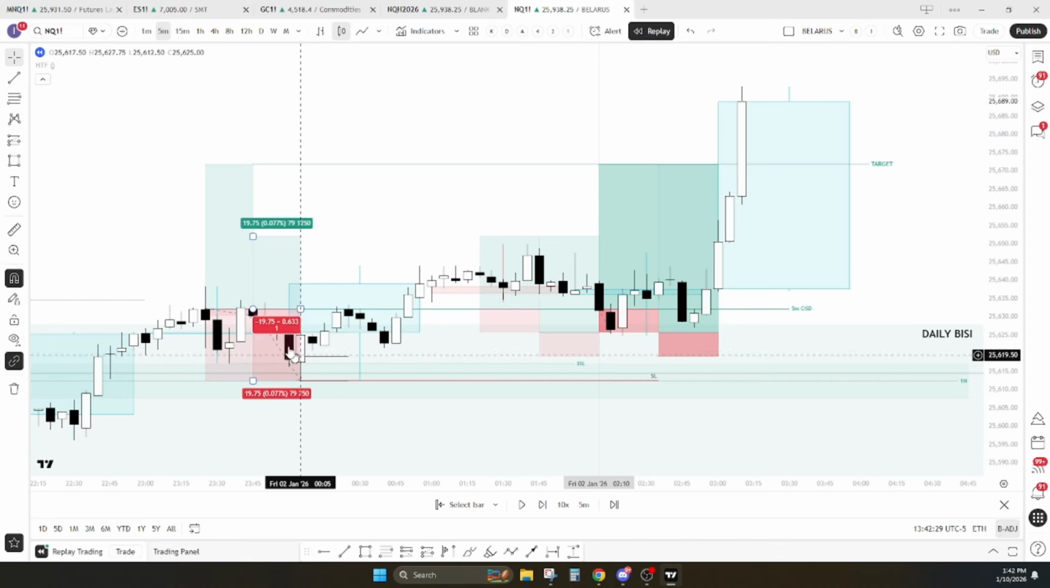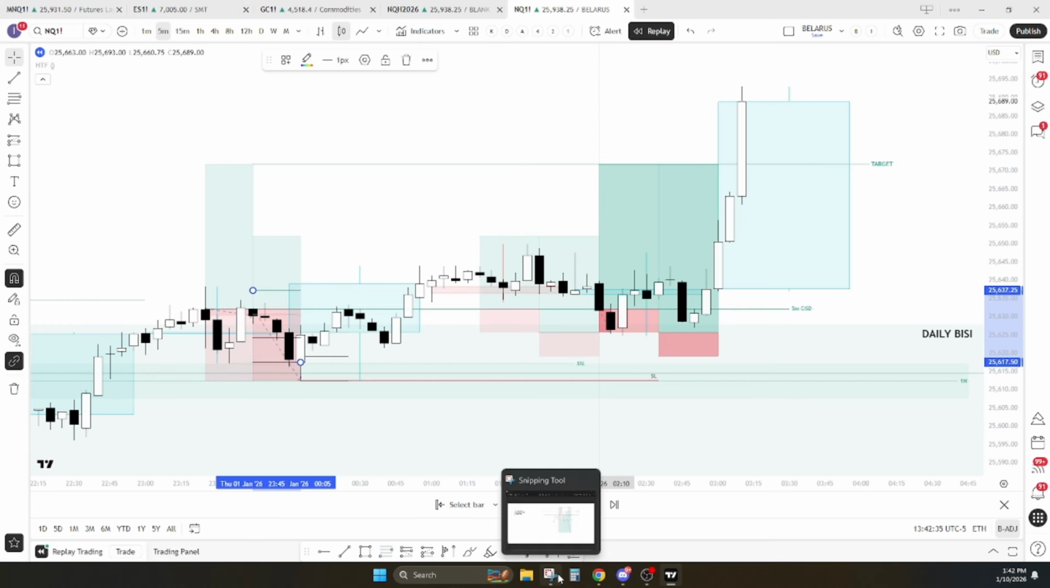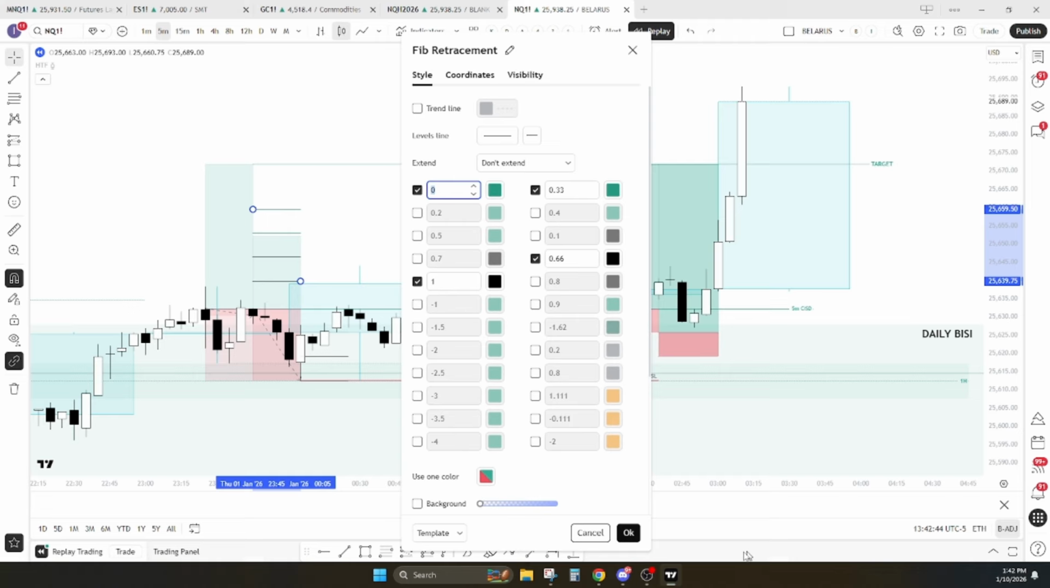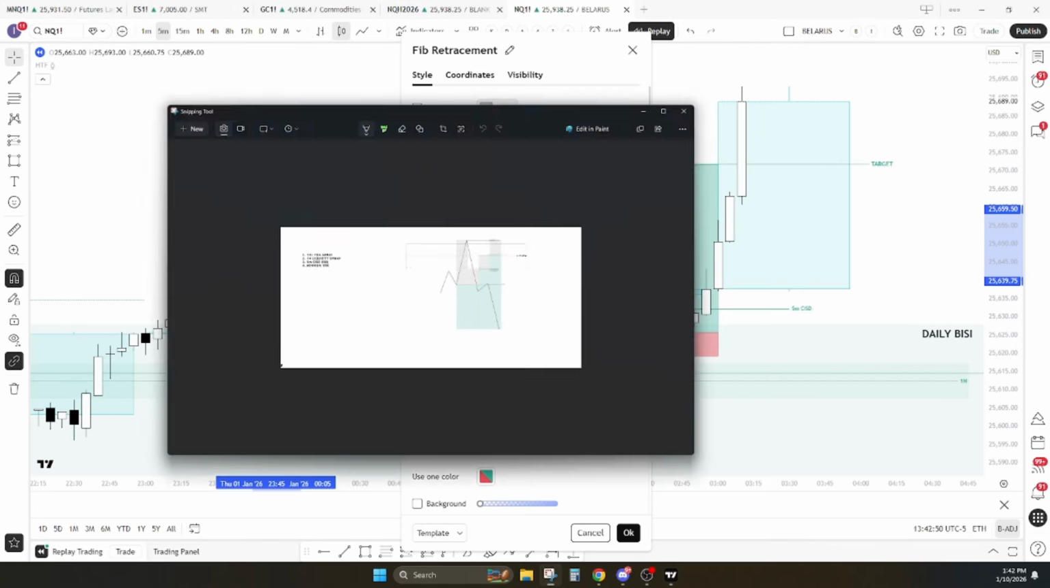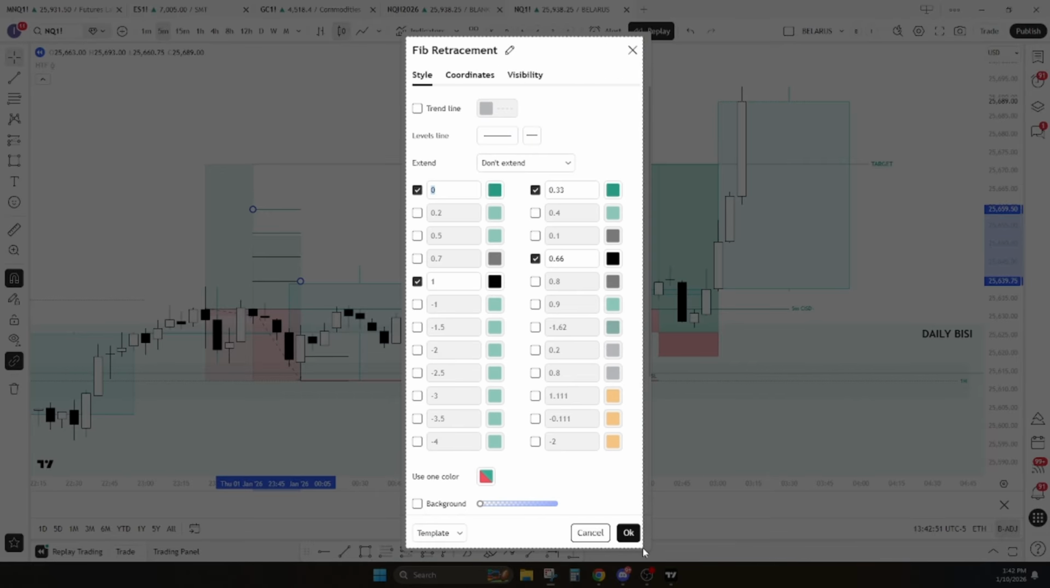So I drew a fib here from the low to the CISD, right? This fib has 3 lines, 4 lines with the outside, but that divides it into 3 pieces. These are the settings: 33, 66, 1. Anya, you can confirm if this is correct. Yeah, that's exactly what I do. So I'll just drop this for you guys here.